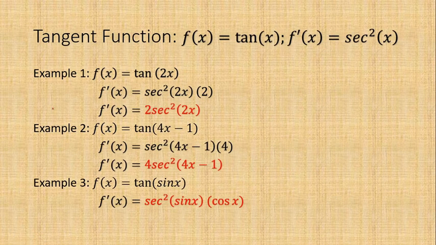Okay, so we have the tangent function. If f of x is equal to tan x, then f prime of x is equal to secant squared of x. Okay, same process. We're going to change tan to secant squared, then copy 2x, then derive 2x. Then rewrite it like this one. Okay, same process lang siya. I-change nyo lang sa secant squared.